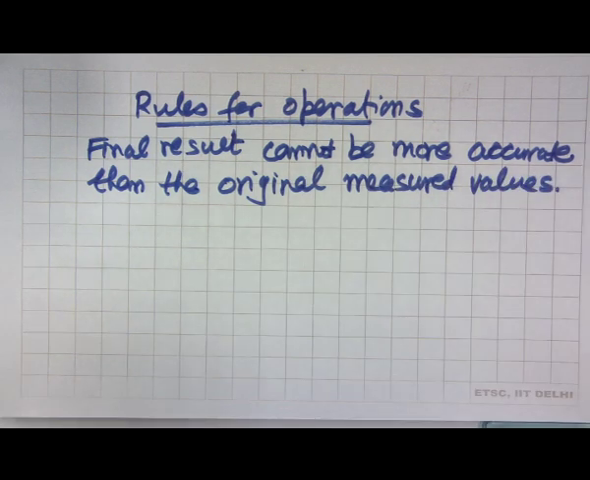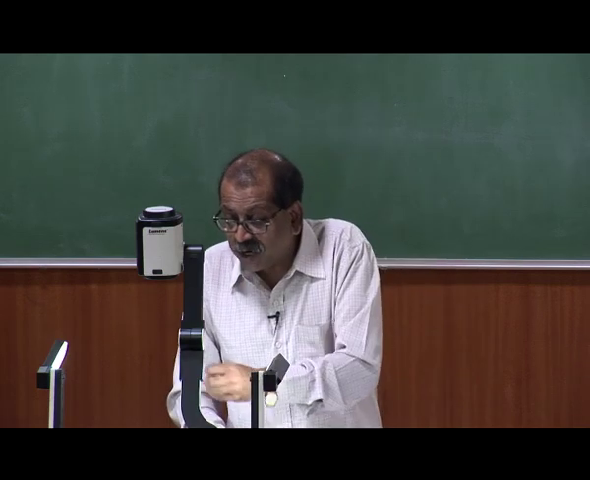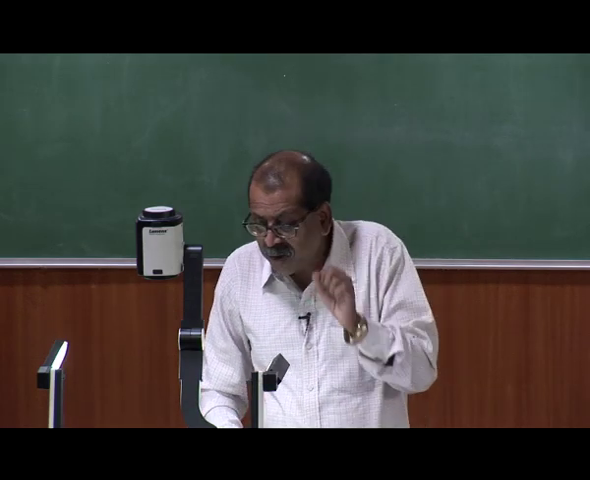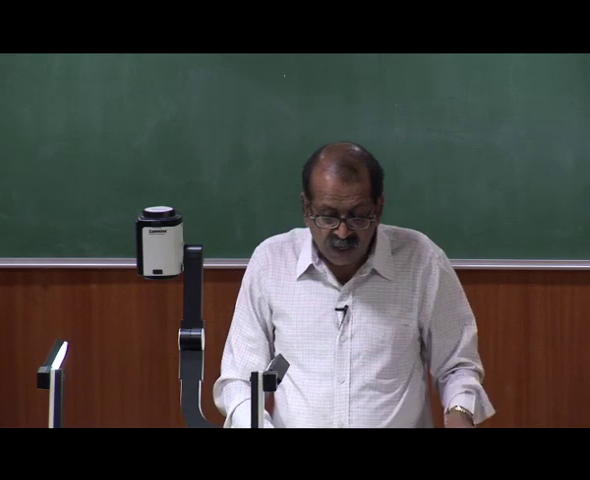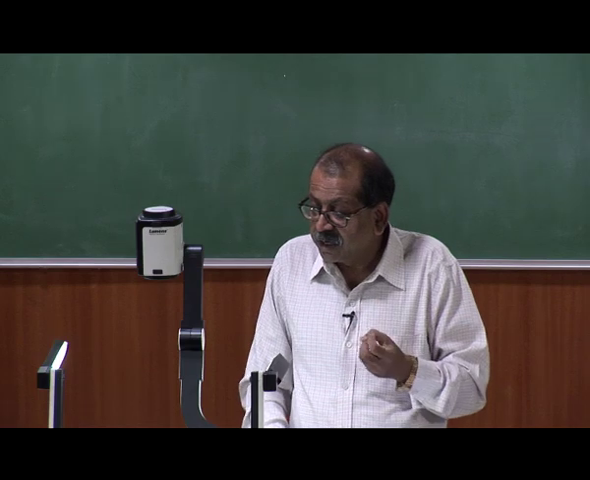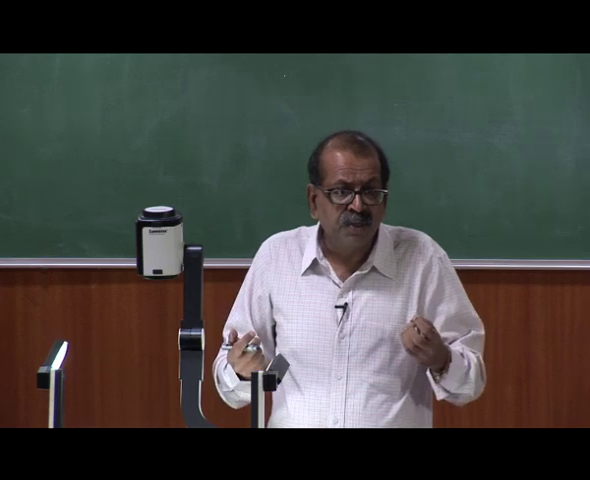So, when we calculate a quantity, we will look at the least accurate value from these measurements, and whatever is the order of magnitude of the least accurate measurement, that will be taken as the order of magnitude for the final quantity.